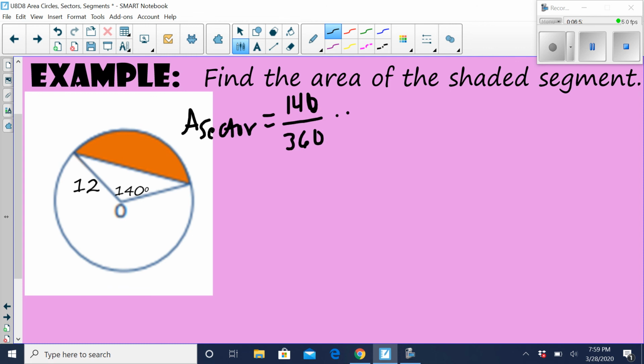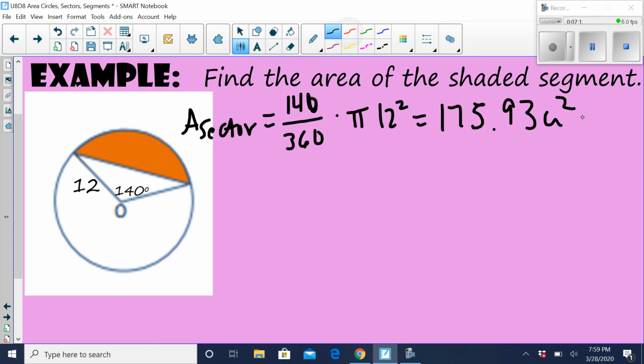To calculate area, remember we go pi r squared, so pi 12 squared. So 140 divided by 360 times pi 12 squared. I end up with 175.929, so I'm going to round to 175.93 units squared.